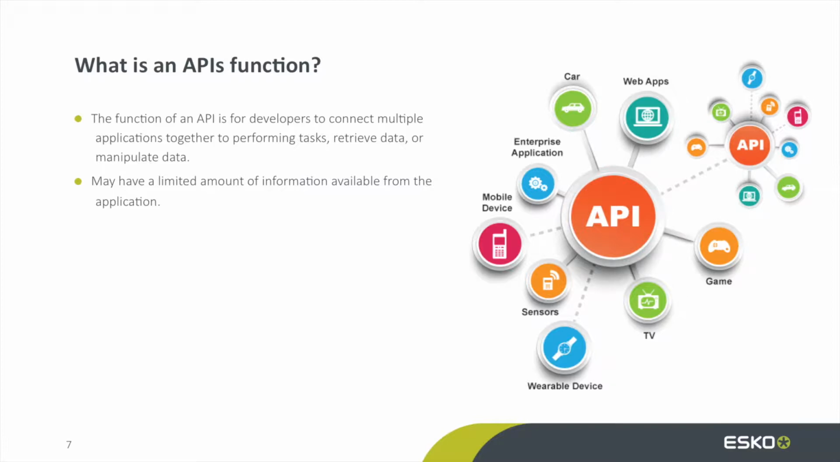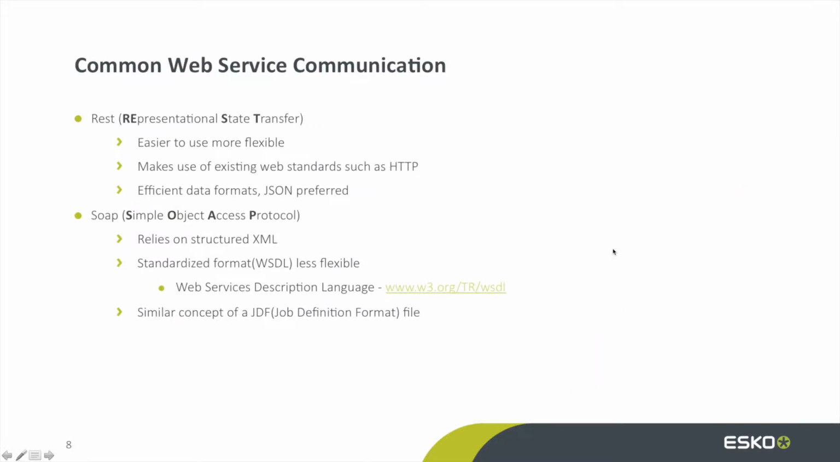So what is the function of an API? Well, it's for developers to connect multiple applications together to perform tasks, retrieve data, and manipulate this data. There also may be a limited amount of information available from that application. So we can see here that the API is connecting multiple devices to this application.